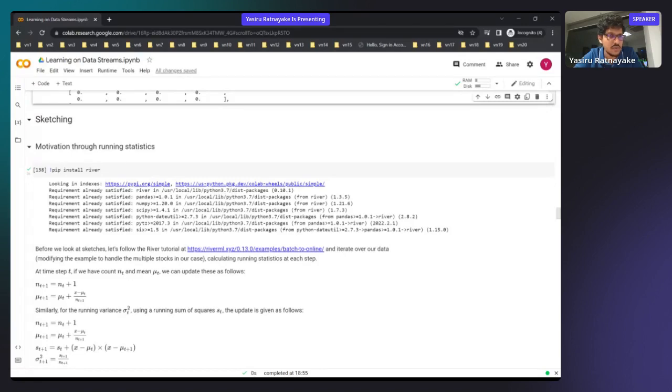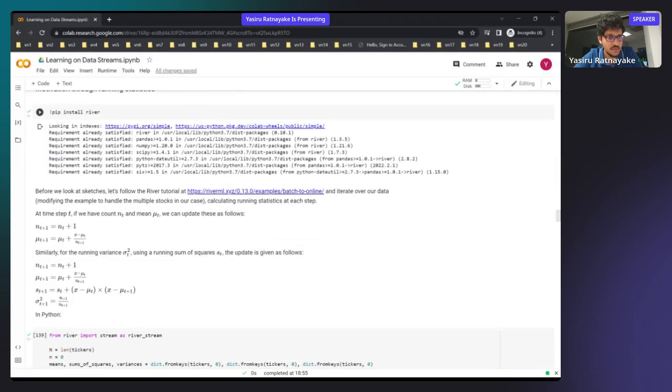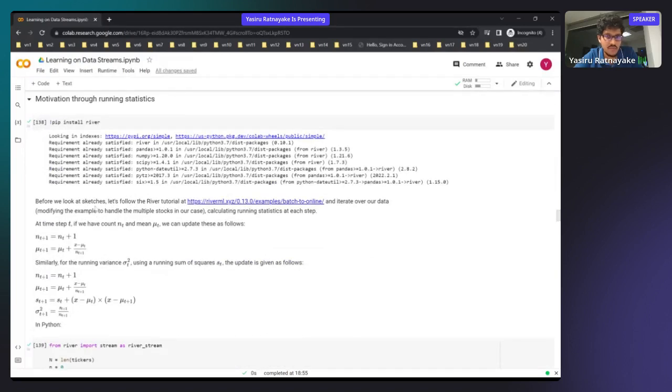In order to motivate this, I want to think about running statistics. Most of this is actually taken from the library River's documentation, where they have some very nice examples of how you can use this. The idea behind River, which we'll get to in a bit, is that it's pretty much just like scikit-learn. If you're doing any machine learning in Python, you would usually be using scikit-learn. River follows a very similar interface, but the special thing about it is that it is built for incremental learning.